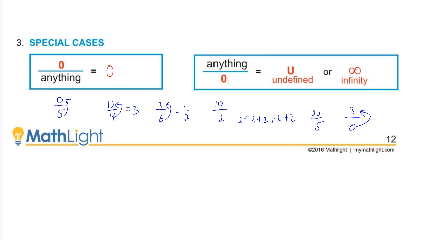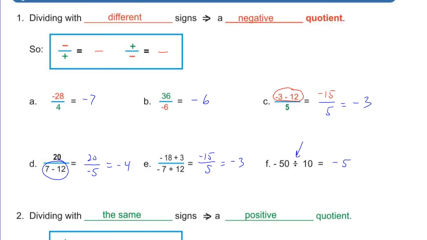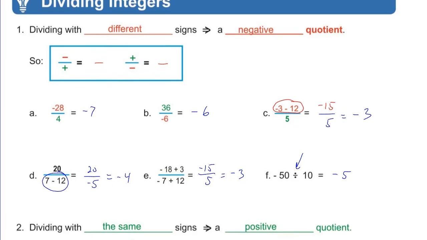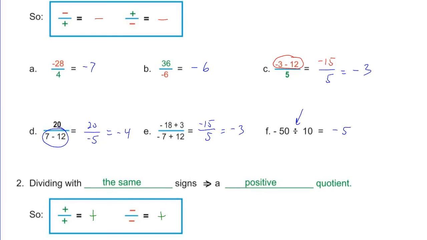Hey, that's the idea. All right, so division, very, very easy. Remember, if the signs are different, the quotient is negative, right? And I'm looking right up here at the top. If the signs are different, the quotient is negative. And if the signs are the same, the quotient is positive.